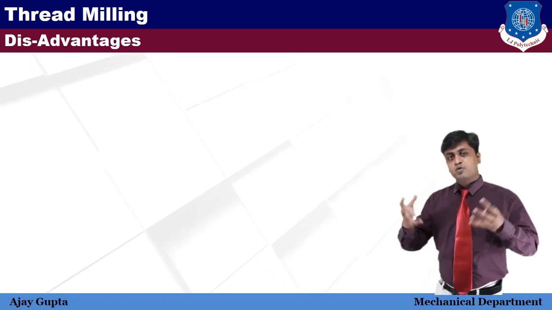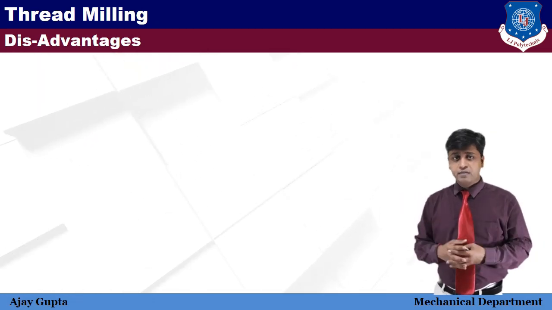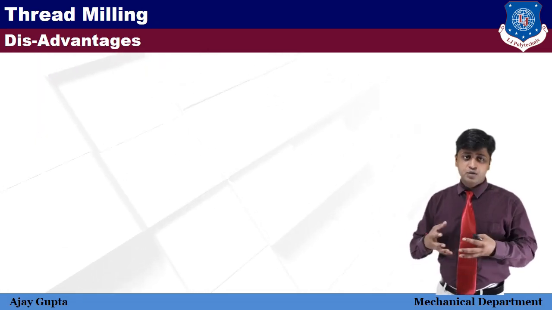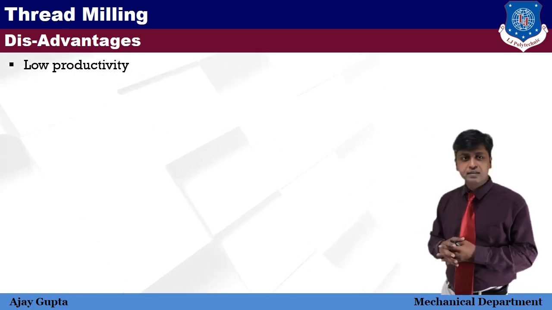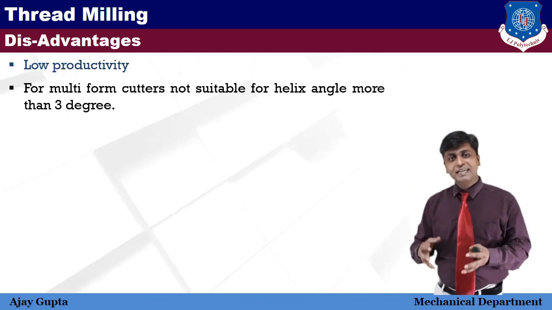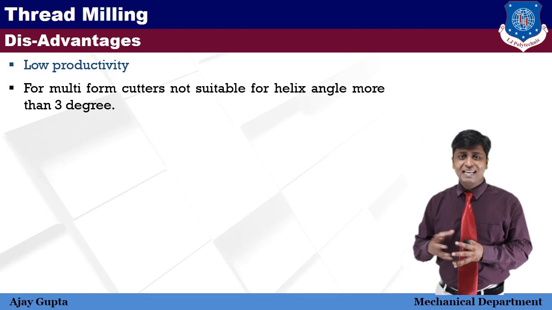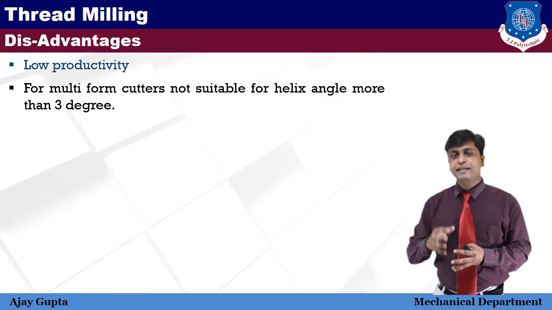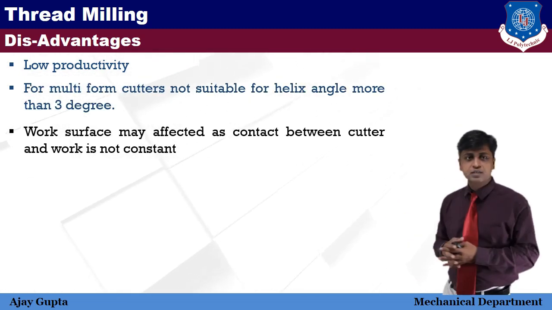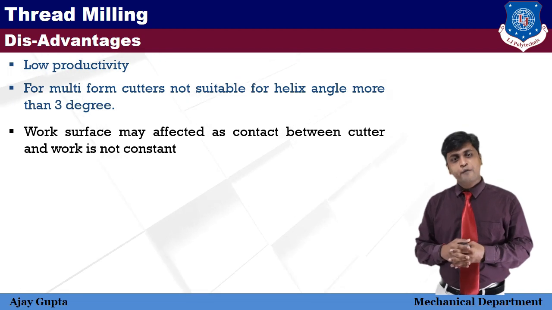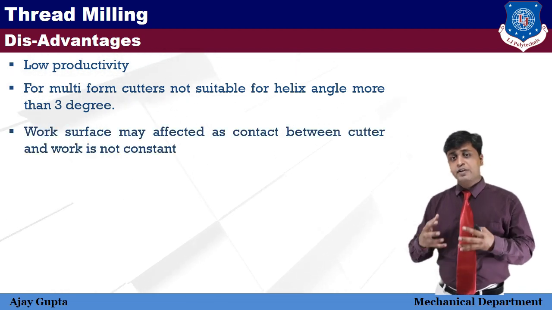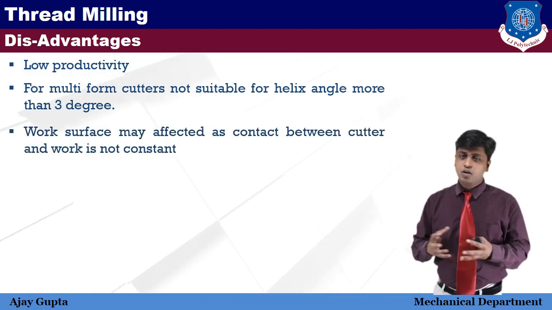And the last point of the advantages is that threads can be produced at all pitches simultaneously. So after so many advantages, there are some disadvantages also. The first one is low productivity. The second is that multi-form cutters are not suitable for helix angles more than 3 degrees. And the last one is that the work surface may be affected, as contact between cutter and work is not constant.